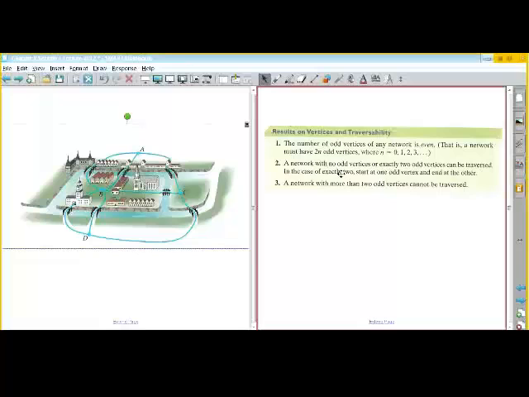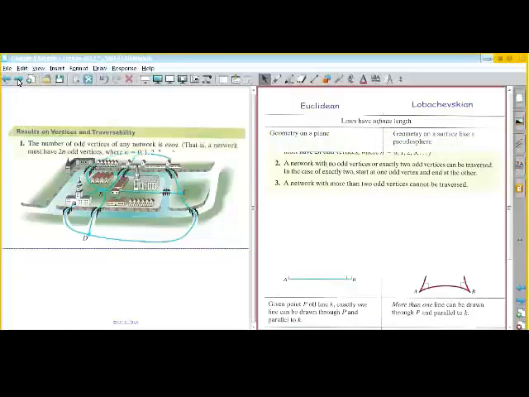It says any network with no odd vertices or exactly 2 odd vertices can be traversed. In the case of exactly 2, start at one odd vertex and end at the other. Any network with more than 2 odd vertices cannot be traversed. So if we look at this example, this is odd, this is odd, this is odd, because we have 3, 5, 3, 3. So there are 4 cases of odd vertices, and therefore, because we have more than 2 odd vertices, there's no way to traverse this network of bridges without going back over some existing bridge.